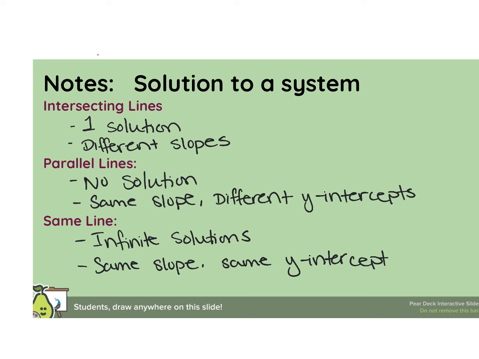So again, if they intersect, the slopes are different. If the slopes are the same, they're parallel if the y-intercepts are different. If the slopes are the same, they're the same line if the y-intercepts are also the same. So these are the three types of solutions: one solution, no solution, infinite solutions. And looking at the equations, this is how you can tell how many solutions you'll have.